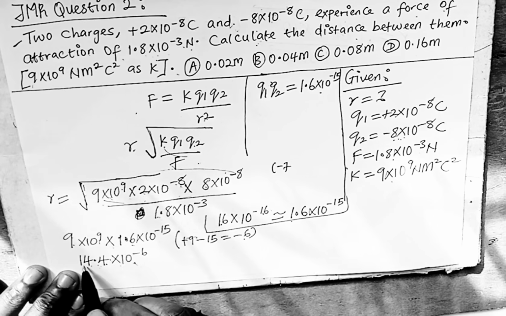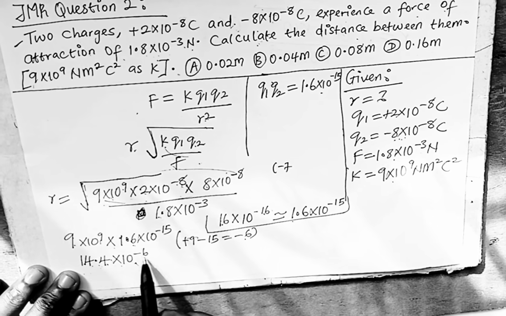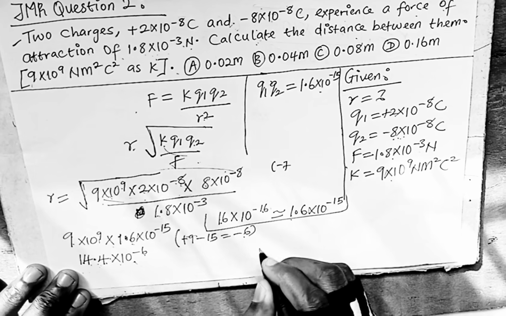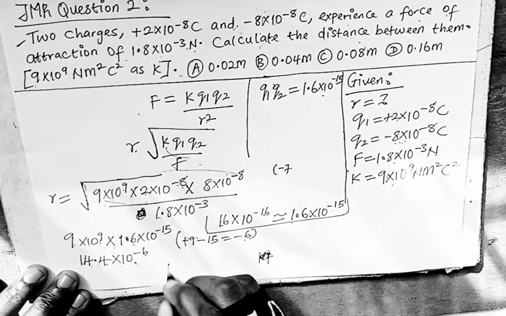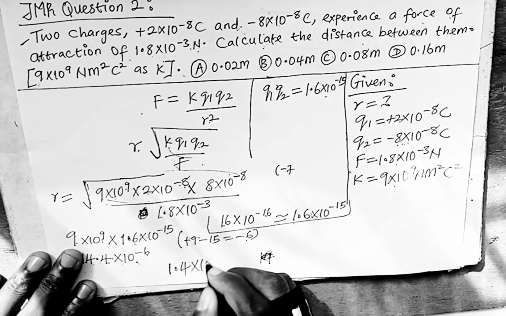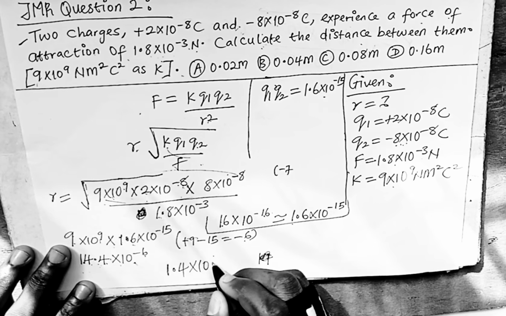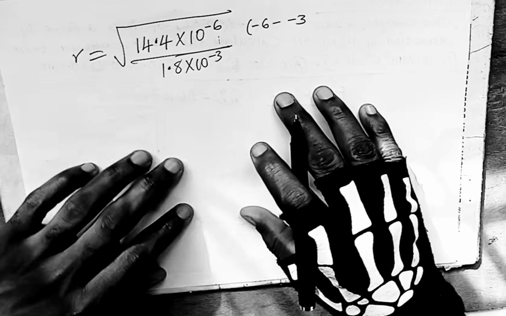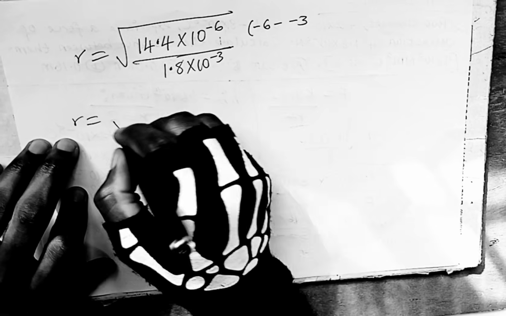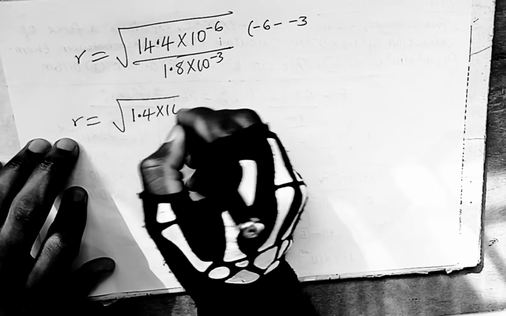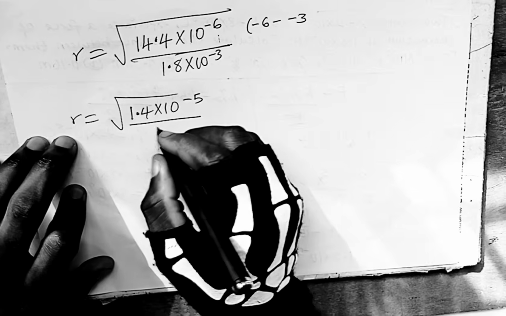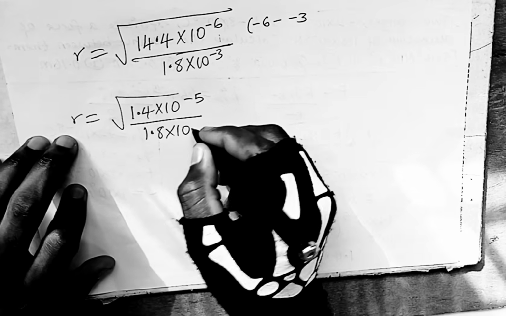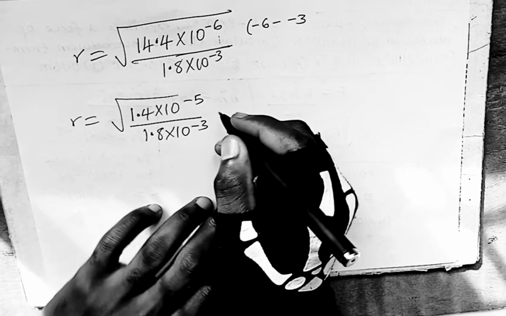If we move this point to here, maybe 1.4, we need to minus 1 from this 6. Sorry, it will be 1.4 times 10 raised to power minus 5. That we will use for that root. Okay, so let's write it out again. R is equal to root 1.4 times 10 raised to power minus 5 over 1.8 times 10 raised to power minus 3. Okay, so we'll do the power.